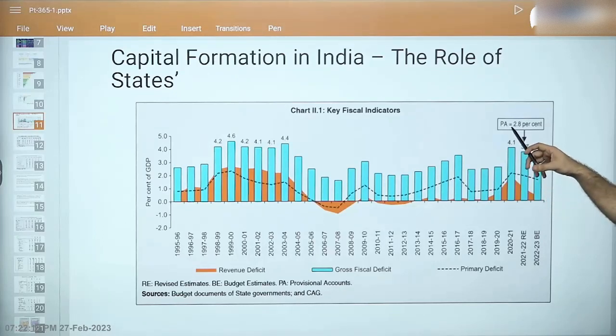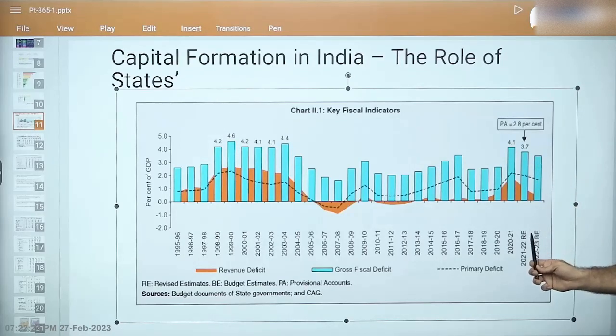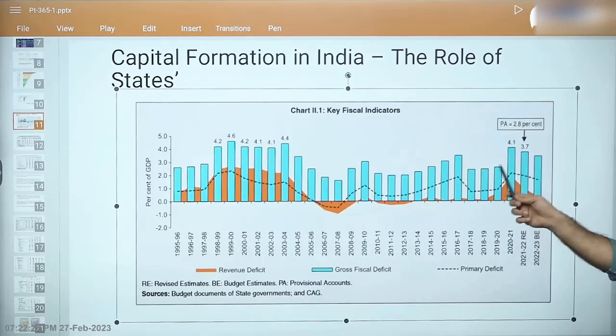3.7, this is the present account. The revised estimate 3.7, 2.8 is what the present account are saying. So it is now reducing. So if you have a question, what is the trend of the state's fiscal deficit in the last 5 years? It is not increasing or decreasing. First it increased, then it decreased.